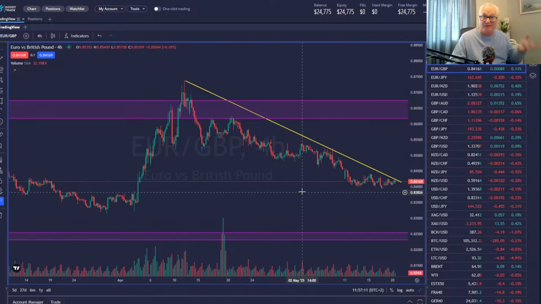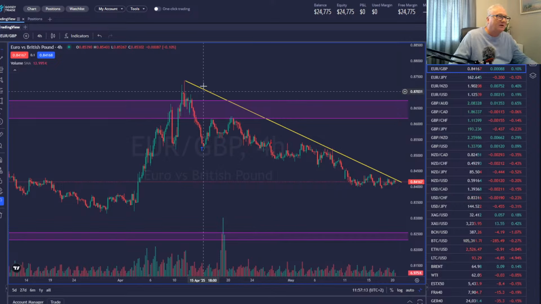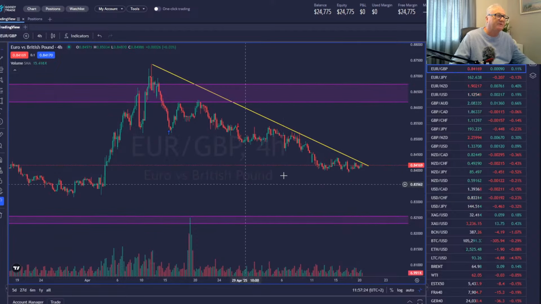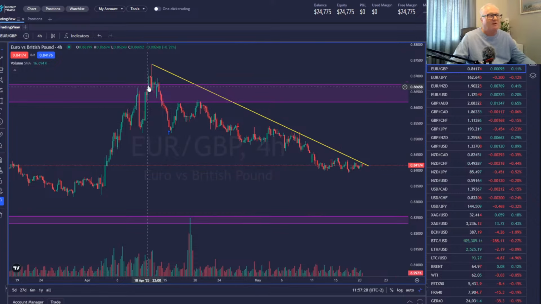Just gives me a line in the sand, as I talked about earlier, and then you can work your trends and you can work your supply and demand off of that. See where you are, but you can see this is trending down. This gives you a nice big picture. So this is the Euro Great British Pound on the 4 hour.